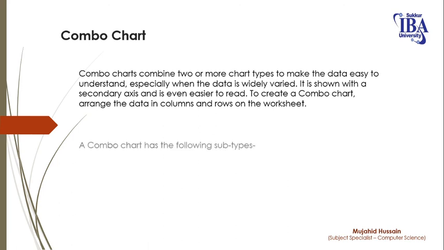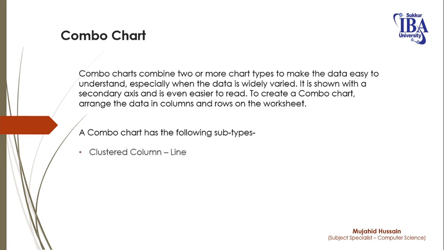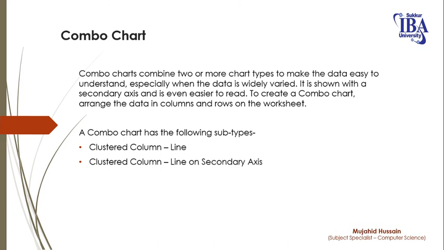Combo chart also has subtypes: clustered column line, clustered column line on secondary axis, stacked area, clustered column, and custom combination. This was the last chart, and this was just an overview about the different types of charts.